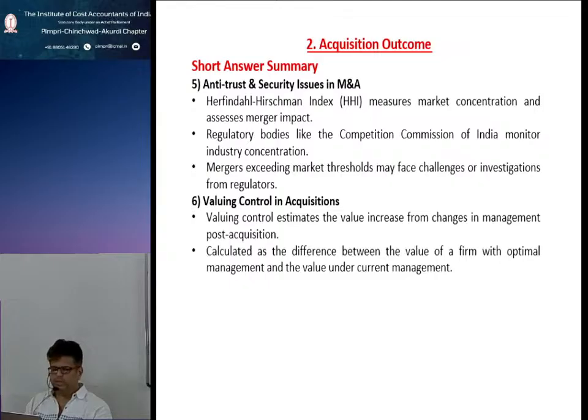Valuing control estimates the value increase from changes in management post acquisition, calculated as the difference between the value of a firm with optimal management and the value under current management.